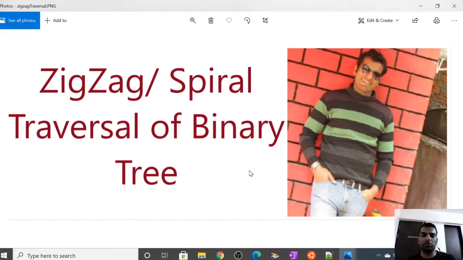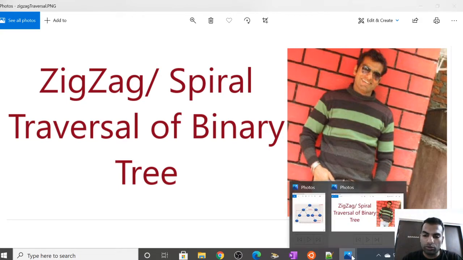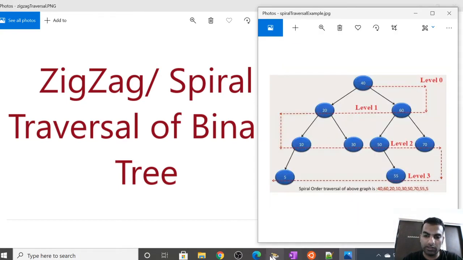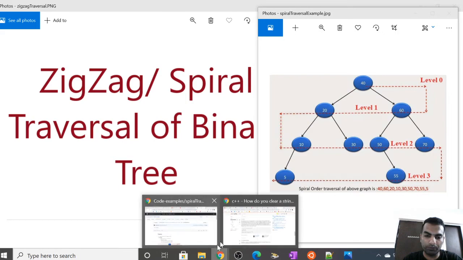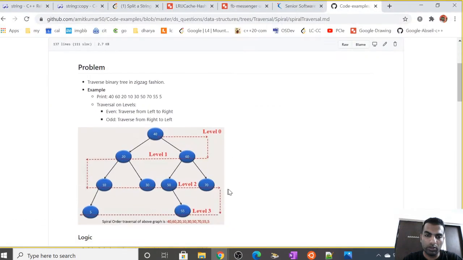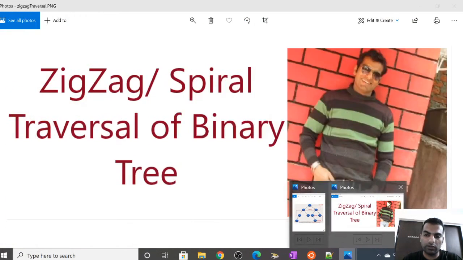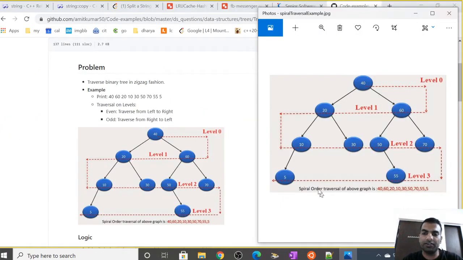Today we are going to discuss zigzag or spiral traversal of a binary tree. So, what it is, I'll just explain you. So, we have a binary tree here. For example, this one on the screen.